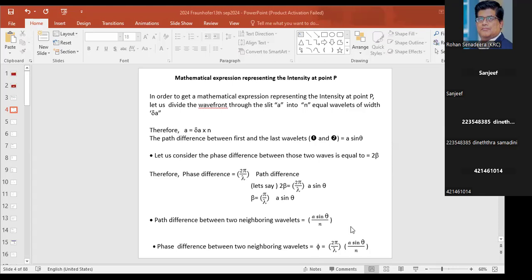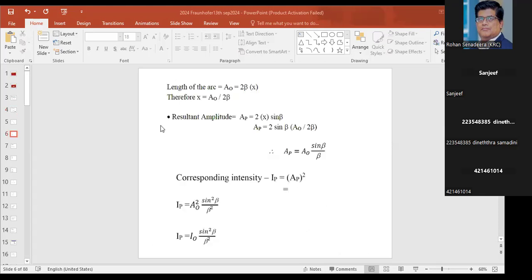For mathematical simplification, we use it like this. You can use either theta here or delta or whatever symbol, it can be any symbol. But for our easiness, we just define it like that. We can define 2 beta here, phi like this. Now we have this phase difference between two neighboring small wavelets.